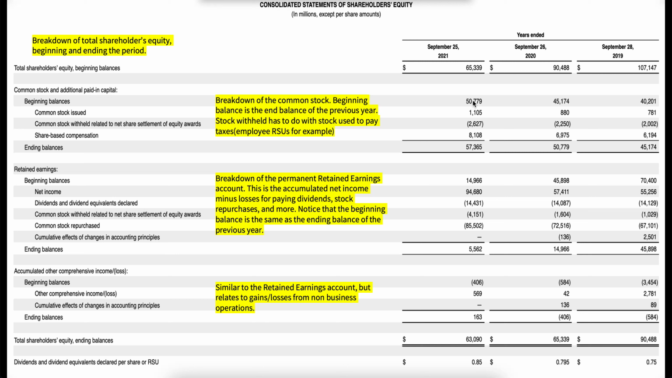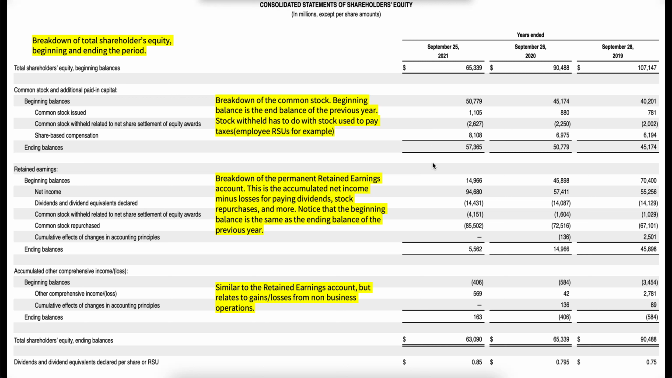So, again, the beginning balance is over here, and it breaks down the common stock that has been issued, for example, over here, with the common stock that has been withheld, for instance, also excluded here, deducted. This has to do with RSU payments, some taxes withheld on stock, and also some share-based compensation for employees here. And this breaks it down to what the common stock and additional paid-in capital balance is right now in terms of the company's assets here.